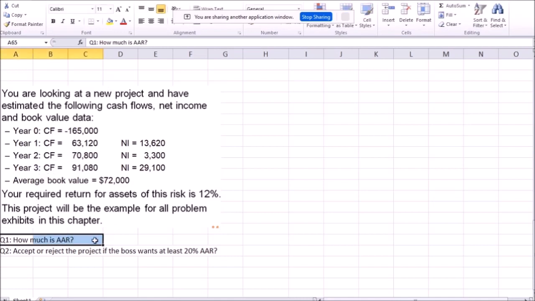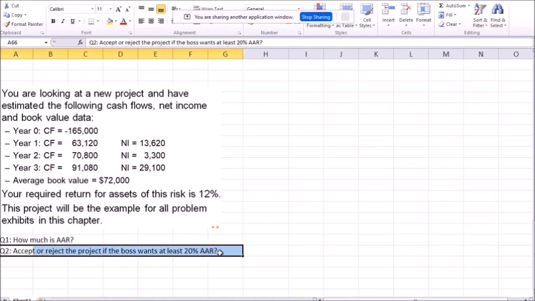And let's say we want to have a look at the average accounting return and decide whether we accept the project or reject the project. According to the boss, maybe you're a financial analyst in the company, the boss only wants to accept it if it's at least a 20% average accounting return, 20% or more. Okay.